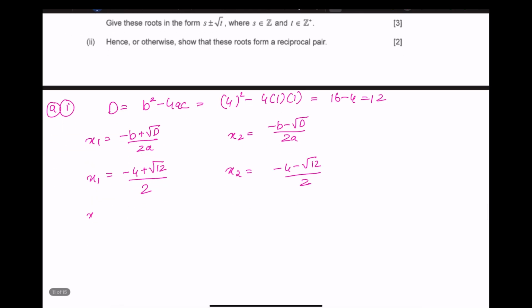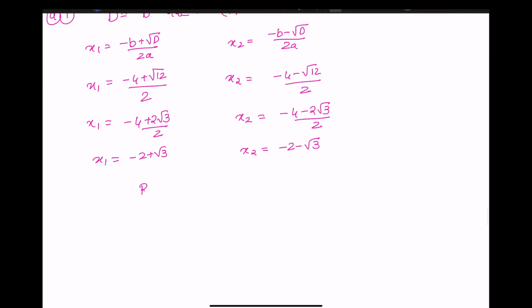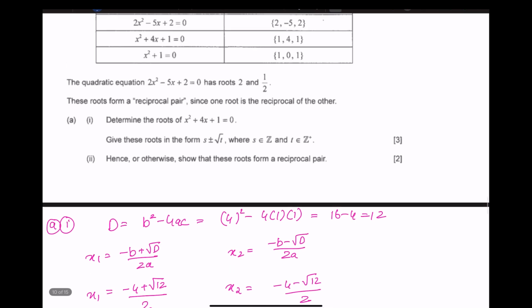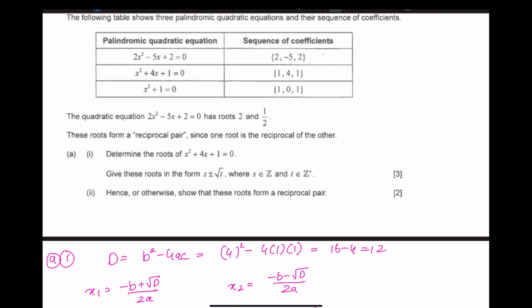Now, 12 can be written as 4 times 3. I can take the 4 out of the root, which is 2 root 3, right? So root 12 can be written as 2 root 3. Minus 4 minus 2 root 3 divided by 2. If I simplify from here, it will be minus 2 plus root 3. This is the first root. Second root would be minus 2 minus root 3. Fine. So the roots of this polynomial would be minus 2 plus minus root 3, which is exactly in the form s plus minus root t.